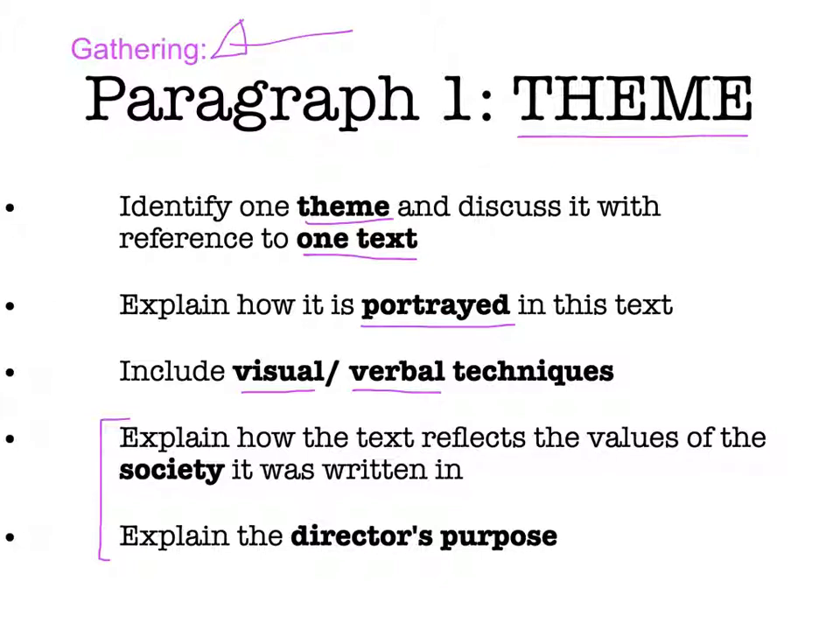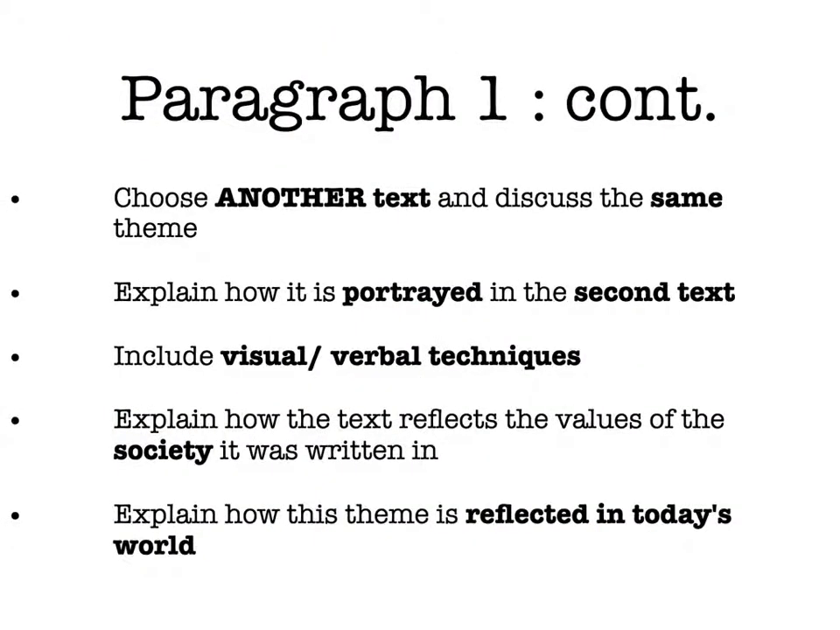So for the first paragraph, I'd be looking at things like the values of the society it was written in. So for example, for us, we'd be looking at the difference between the Amish versus the English society at the time, and then try and think of what the director's purpose was in including these societies. You're going to build quite a monster paragraph because I'm not finished.